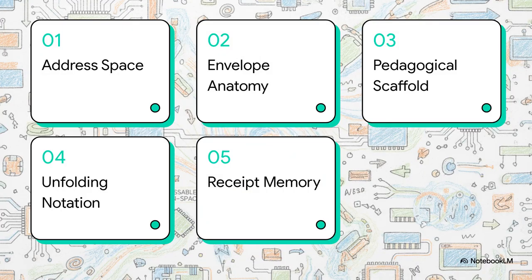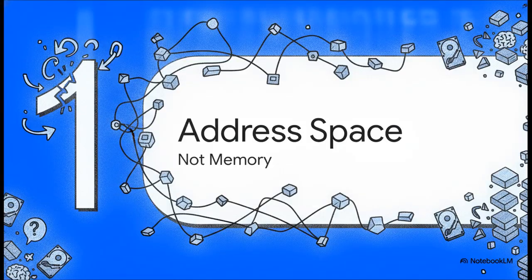Here's our roadmap for today. First, not memory, but address space. Second, anatomy of the envelope. Third, the 8-tuple pedagogical scaffold. Fourth, unfolding the notation. And finally, movement becomes receipt memory. Let's get to it. All right, section 1, not memory, but address space.